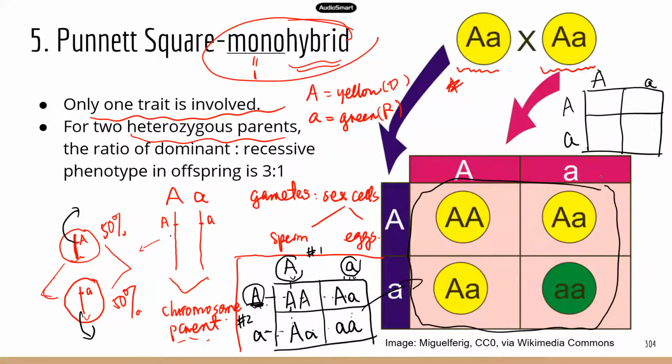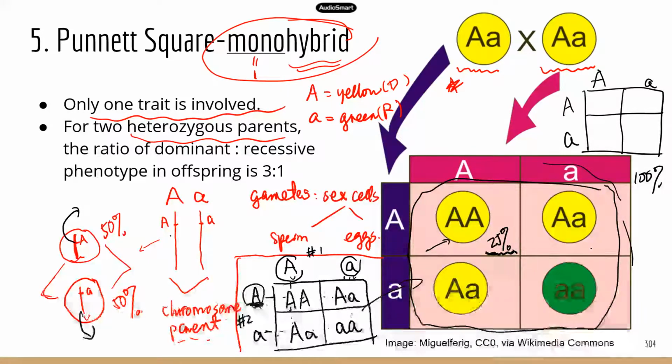When you look at the squares, there are 4 squares in total, right? So overall, the chance that the offspring will inherit one of the 4 genotypes is 100%. All 4 squares together, that's 100%. So each square is going to have a 25% chance of showing in the offspring. So this means the offspring have a 25% chance of having big A, big A genotype.